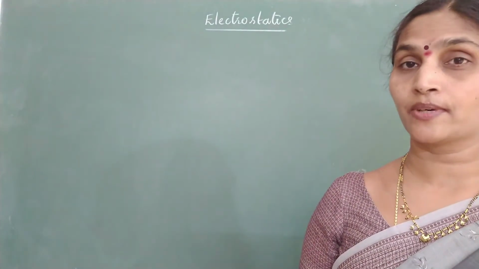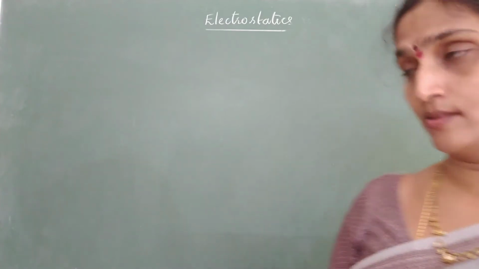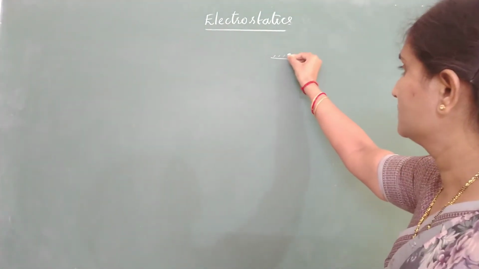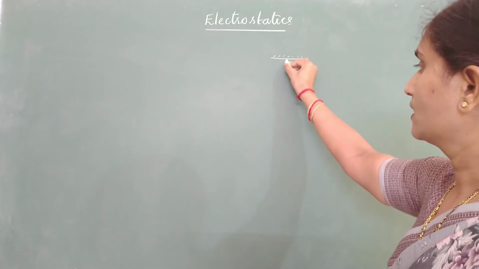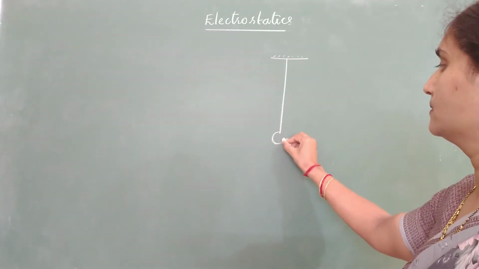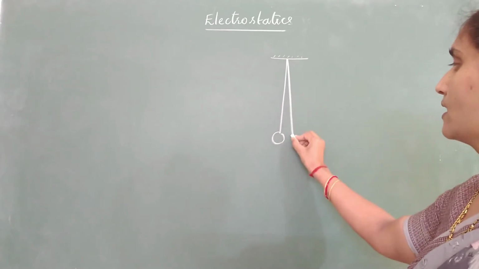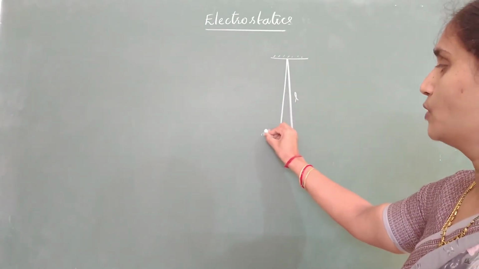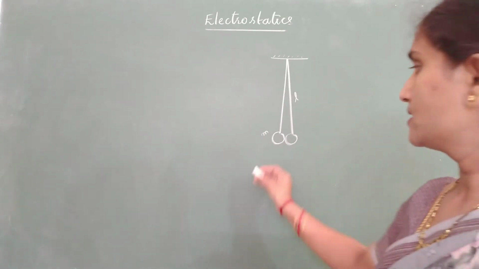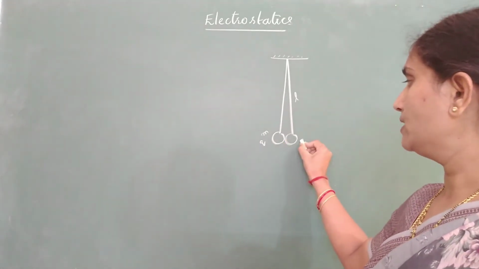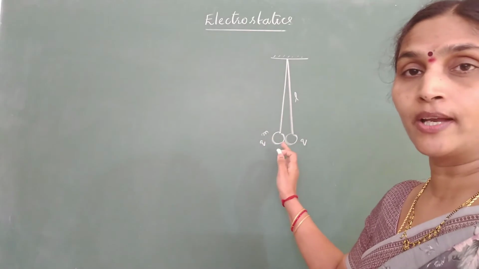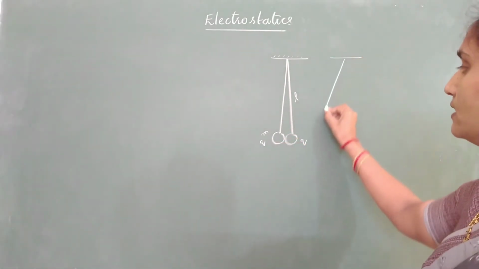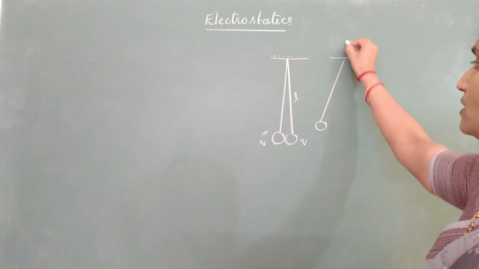Now coming to questions where pendulums are involved. Look at the question. From the same pivot, 2 identical pendulums are suspended, whose length is L. Mass of the bob, I am taking it as M. See, when you give a charge Q to both the pendulums, we know they repel each other. The first question will be, what is the angle made by this pendulum with the vertical?